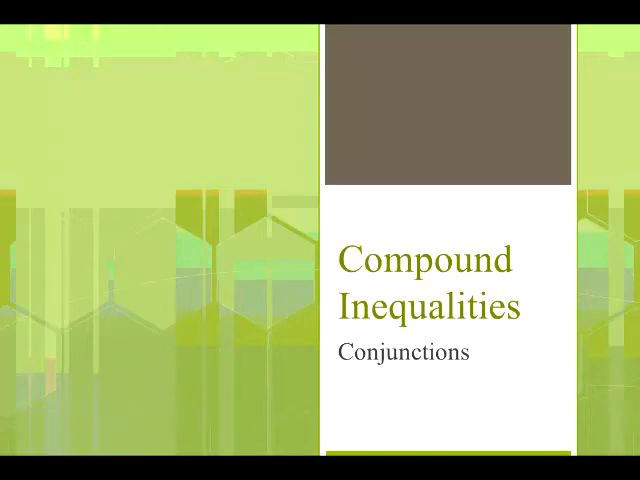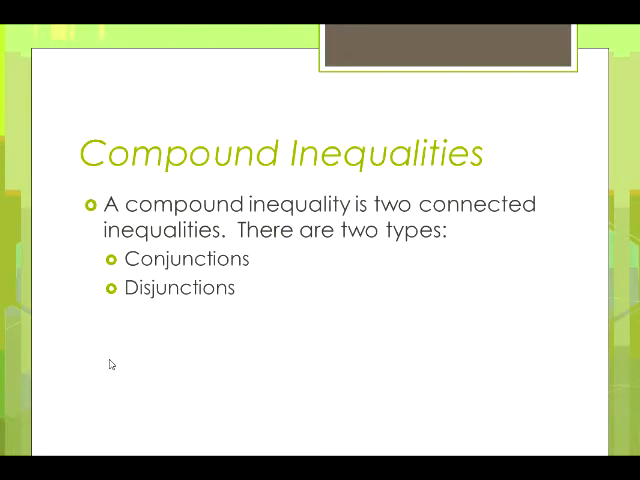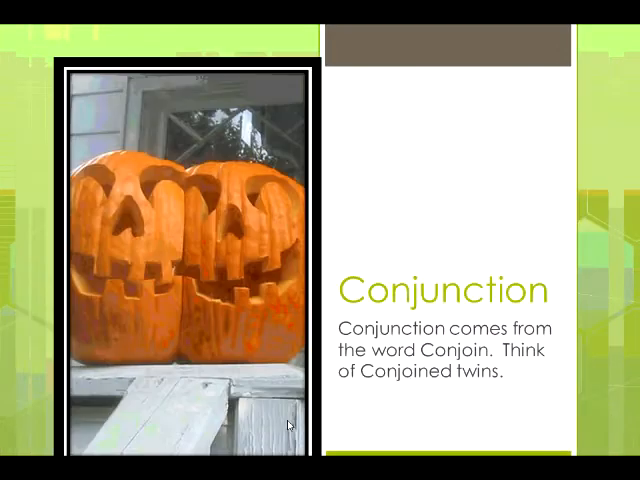Compound inequalities. Today we're going to take a look at conjunctions. A compound inequality is two connected inequalities. There's two types. You can have a conjunction or a disjunction. Today's topic will be conjunctions. We'll take a look at disjunctions in another video.